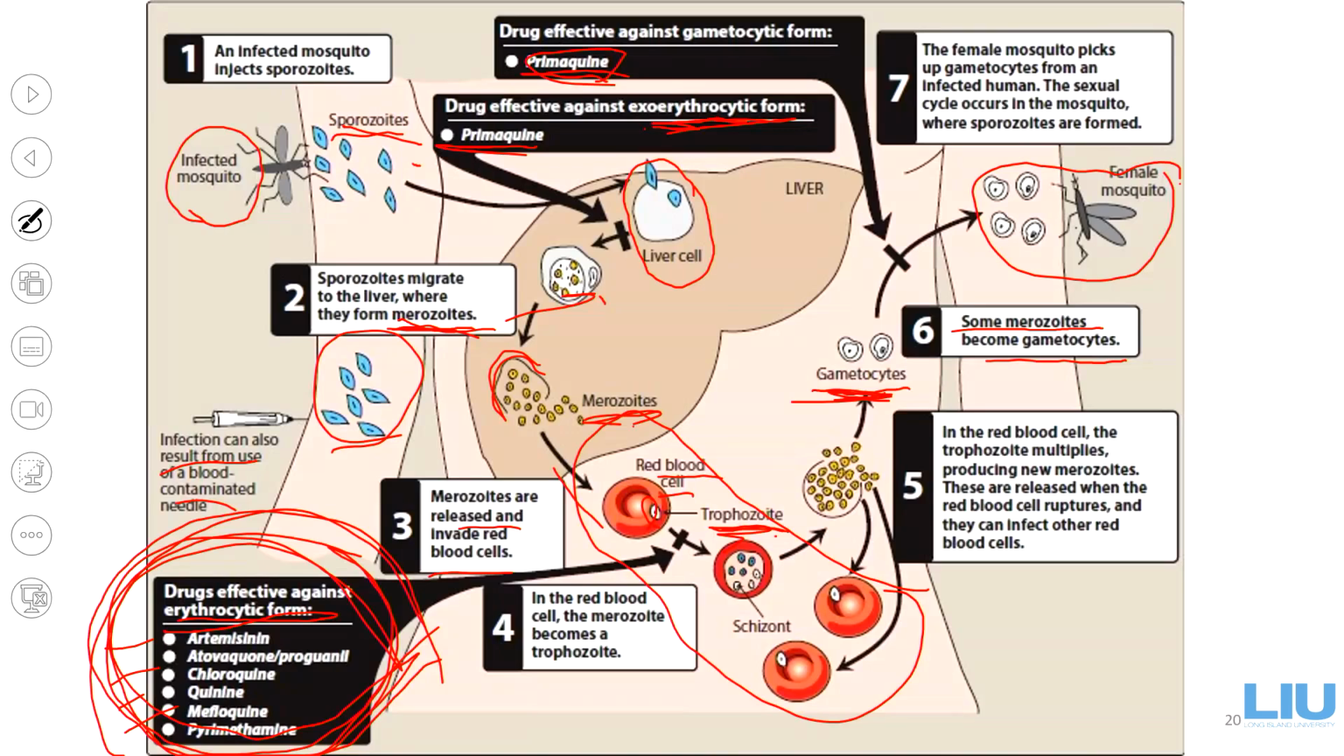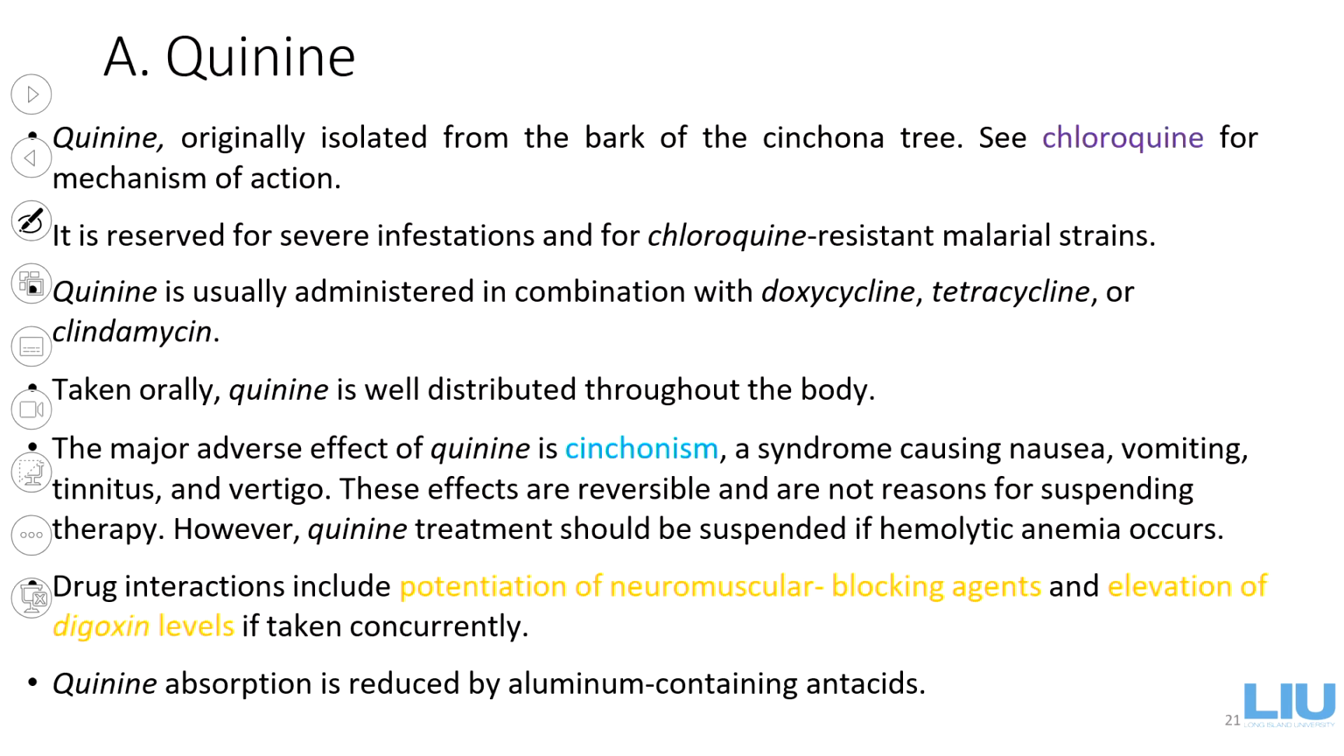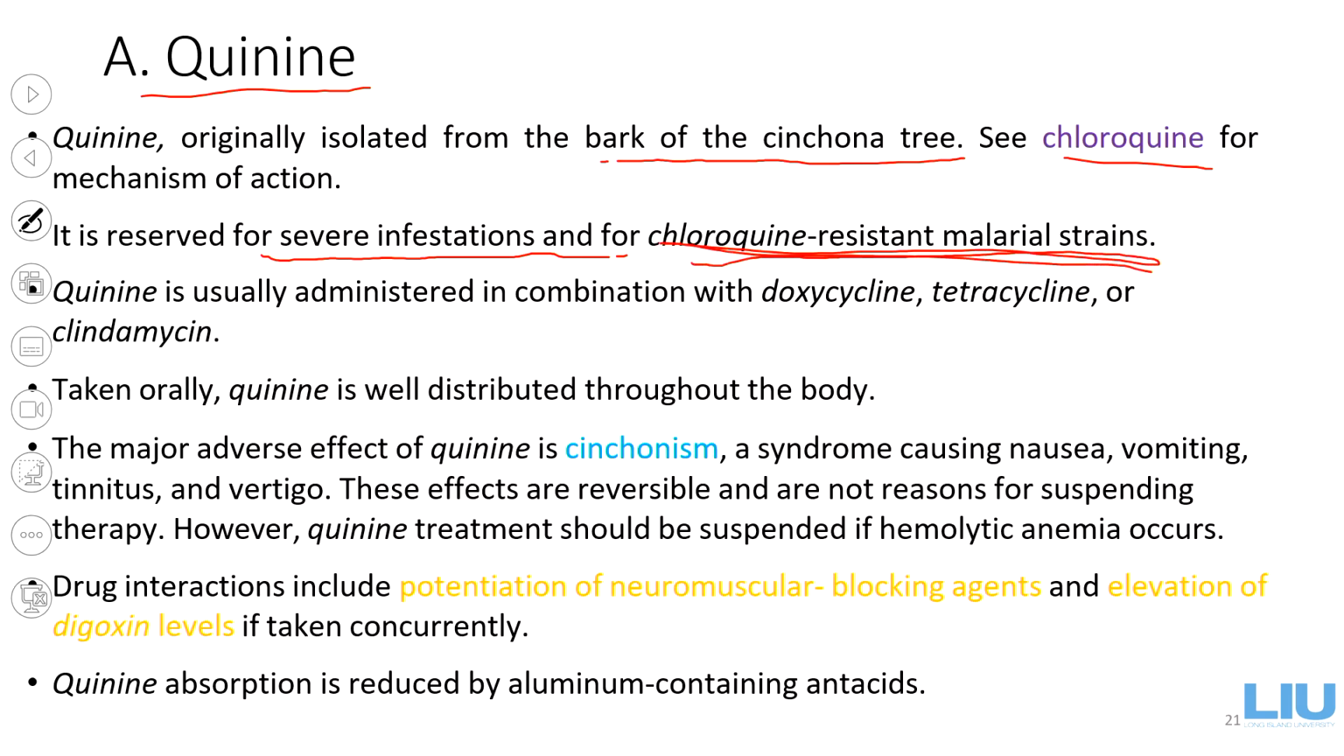All right. Okay. So the first example of these drugs is quinine, which is isolated from the bark of the Cinchona tree. Examples of drugs in this class or derivatives are things like chloroquine and hydroxychloroquine, as we will see soon. Quinine is reserved for severe infestations or for chloroquine-resistant malaria strains. It's usually administered in combination with doxycycline, tetracycline, or clindamycin. It's taken orally. It's well distributed throughout the body.